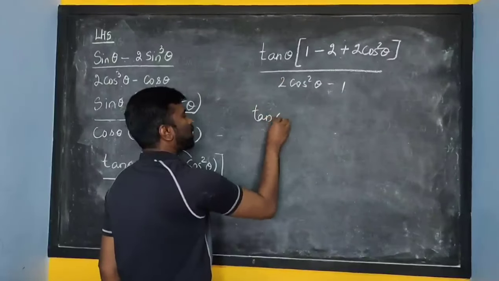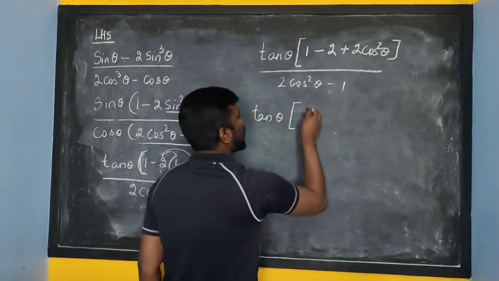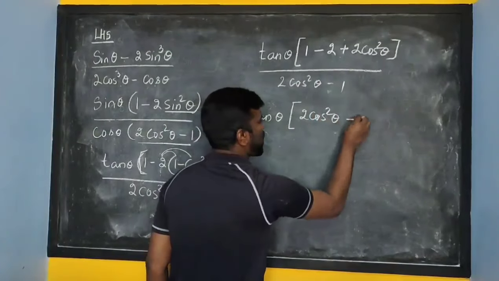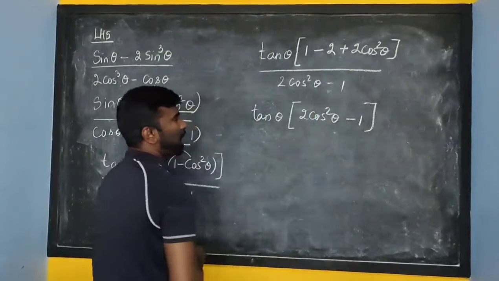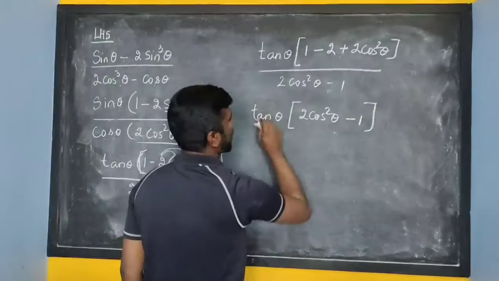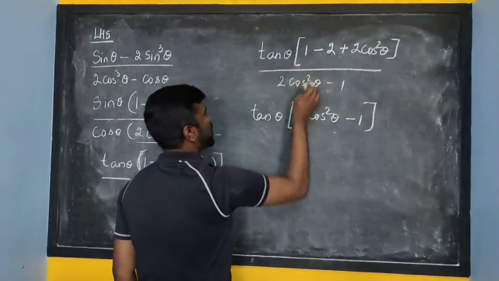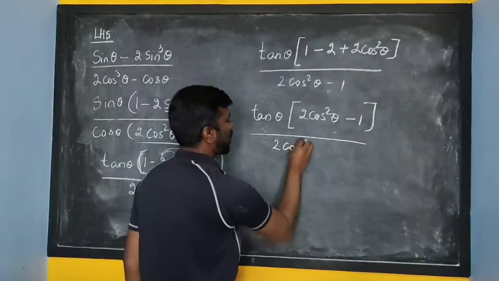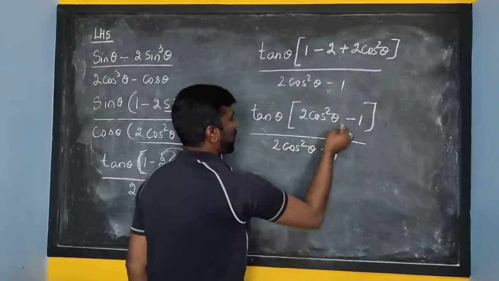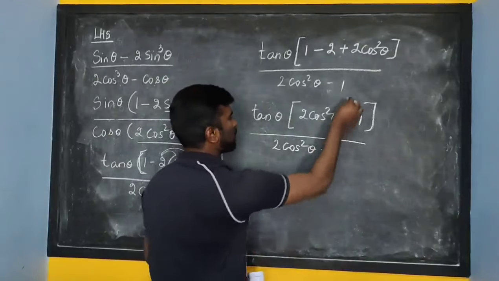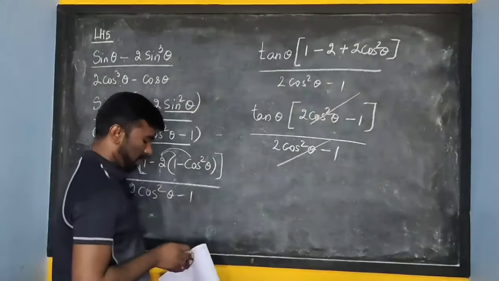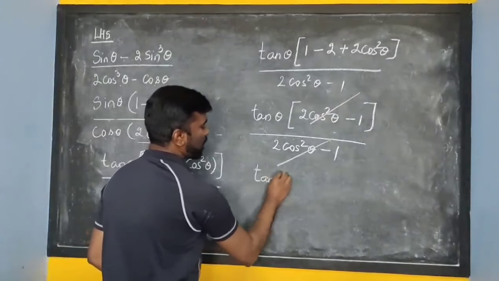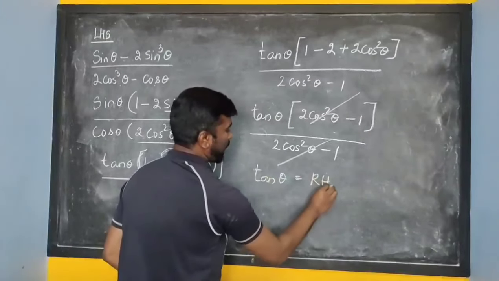Now tan theta into 2 cos square theta as it is. Now 1 minus 2 is minus 1. When I am subtracting a bigger number from the smaller number, what I get is minus. That is 1 minus 2 is minus 1 divided by 2 cos square theta minus 1. Now 2 cos square theta minus 1 and 2 cos square theta minus 1 will cancel out. What remains is tan theta, which is equal to RHS.